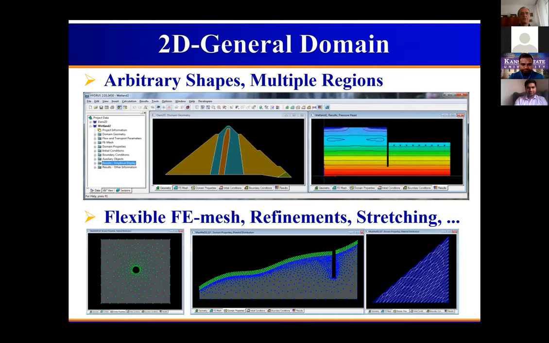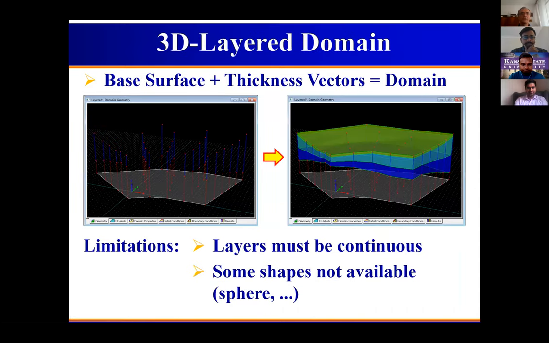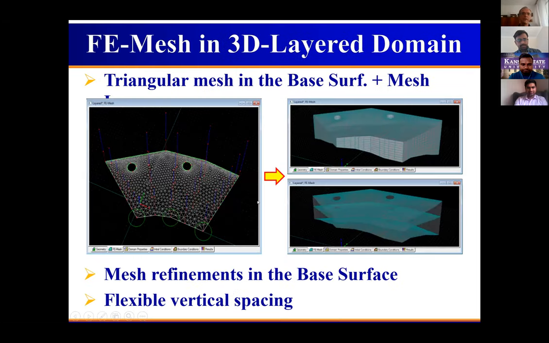So here I have some examples again. These would be 2D general domains, a couple of examples from applications we did in the past. So you can see here some kind of a dike, some kind of a wetland system, and so on. Then this is a 3D layered system. I mentioned that we start with the base, which can be very general. Then we use these thickness vectors here. And using these thickness vectors, we build the transport domain into the third dimension. And then, yeah, this is how we discretize that.